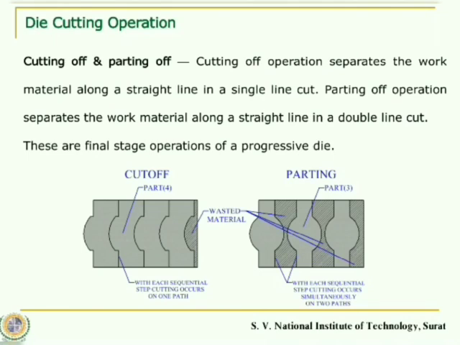Cutting off and parting off operations are generally the final stage operations carried out on a progressive die. The cutting off operation separates the work material along a line in a single line cut, whereas in case of a parting off operation, the work material is cut along a line using a double line cut. This is clear from the figure.